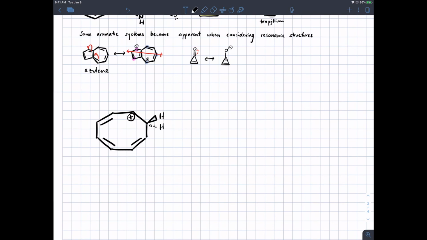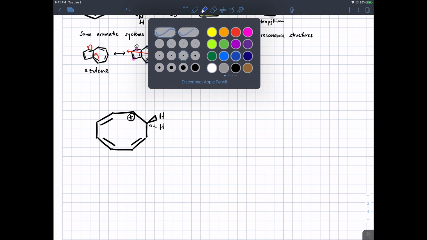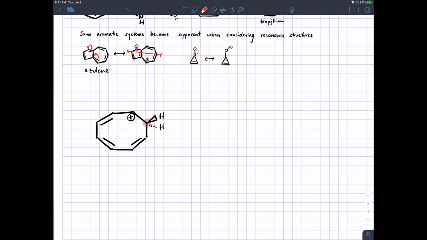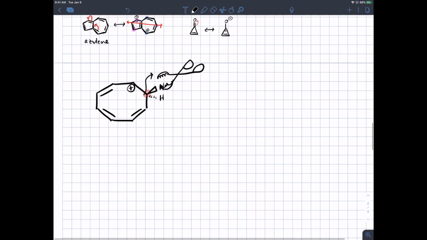But it turns out that if we take the carbon in red and we take our molecular salad tongs and reach in there and pull that thing up, it actually looks like some sort of horrible beast.